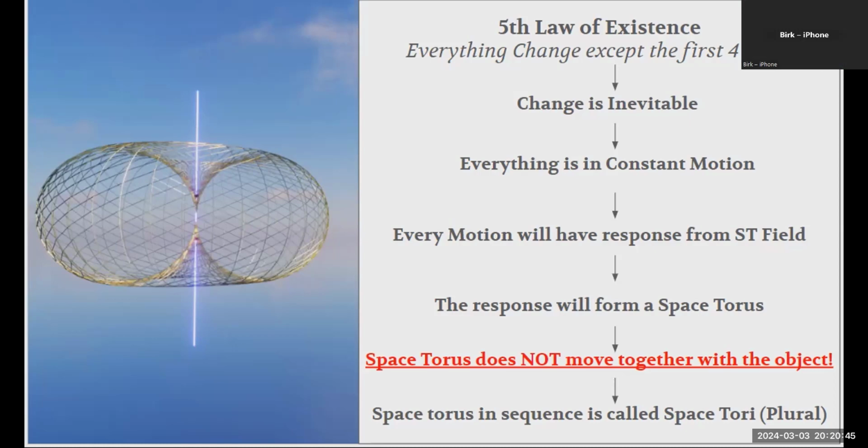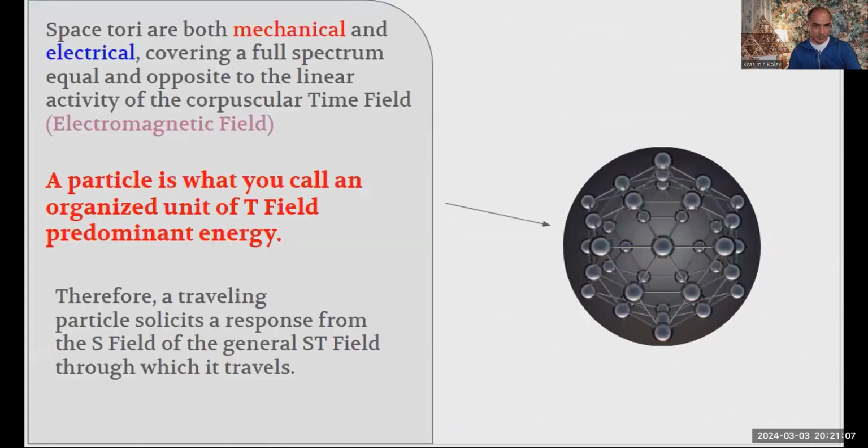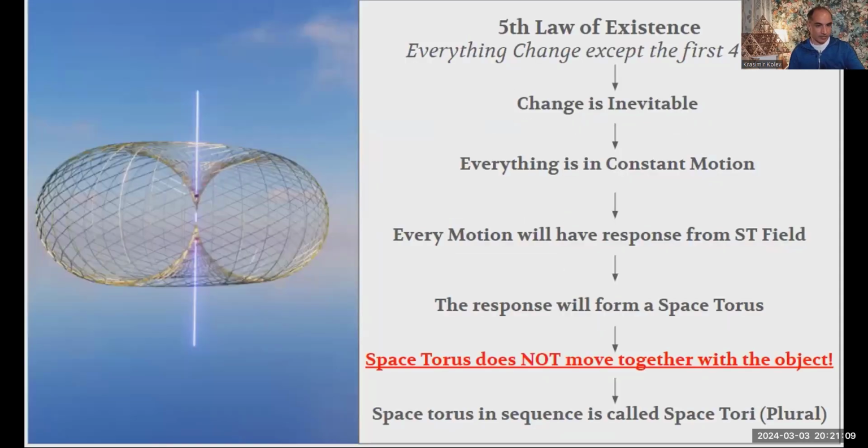When we're talking about the space torus, because it's created in a sequence, when something is traveling it will have many space toruses created. They are called space tori. We're going to call it space tori, which is the plural for many of the space torus.